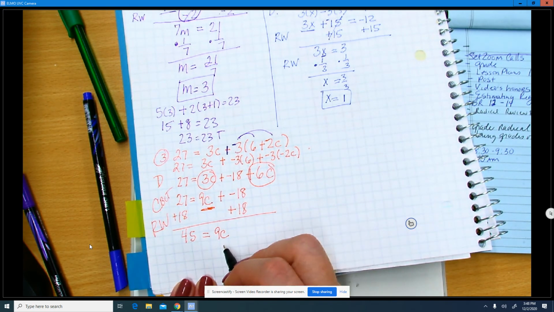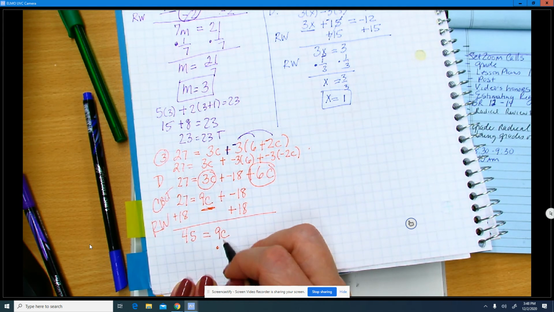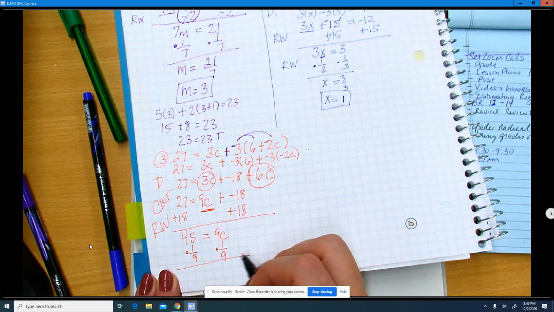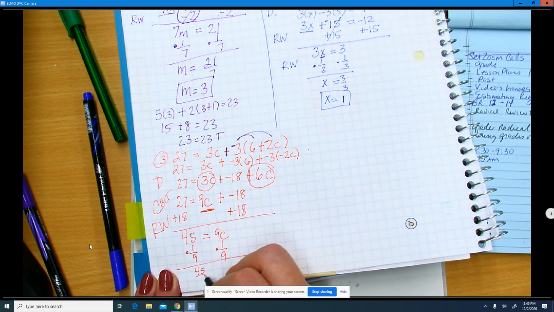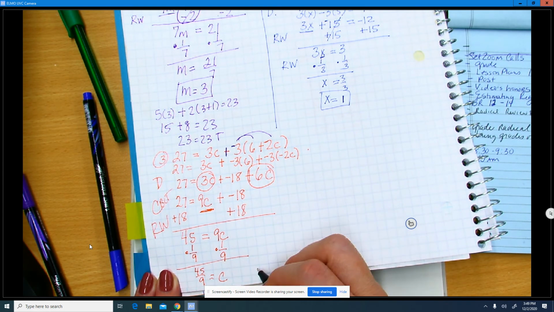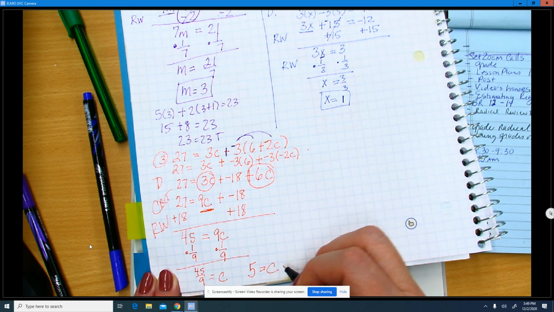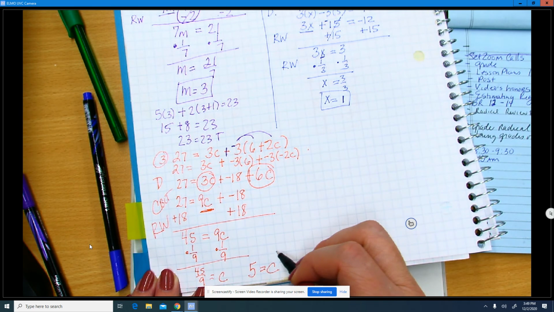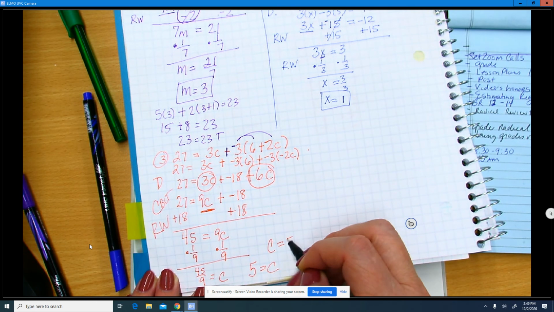9 and C are multiplying, so again I use the multiplicative inverse of 9, which is 1 over 9, so we're multiplying both sides by that, and I get 45 over 9 equals C. And if I simplify 45 over 9, I get 5. Now, some people always like to have the variable first, so 5 equals C. Using the transitive property, I can write that as C equals 5.